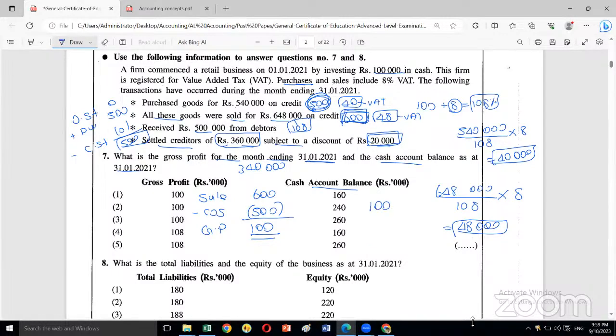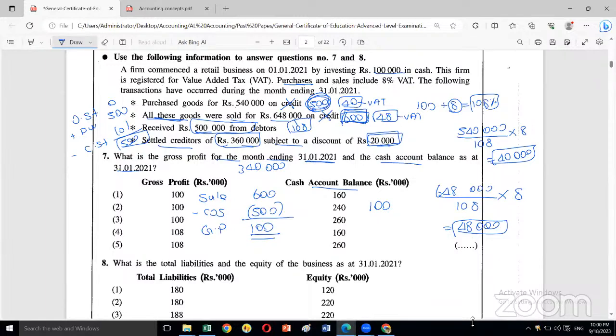Second, this is registered for VAT. Purchases and sales include 8% VAT. Following details: purchase of goods for rupees 540,000 on credit. Will it affect the cash book? No, because I am purchasing on credit. It won't affect the cash balance. Second, all the goods were sold. That means the entire 500,000 we can take as cost of sales. Sales of 648,000 on credit. Can I record this under the cash book? No.